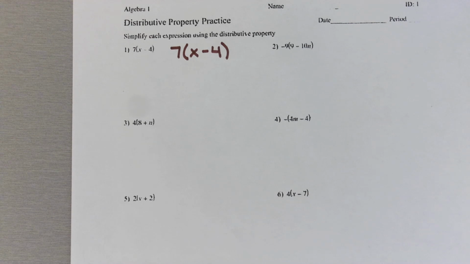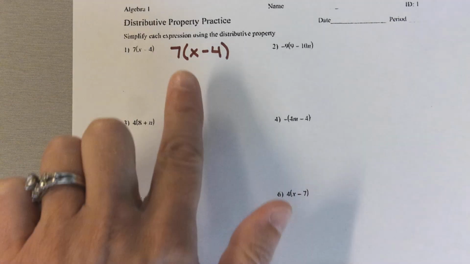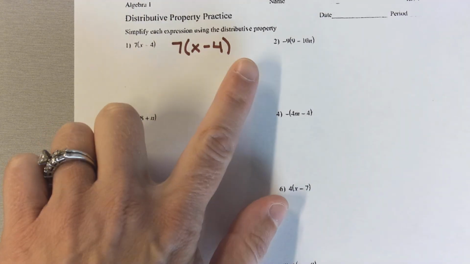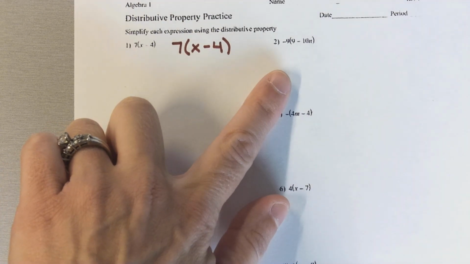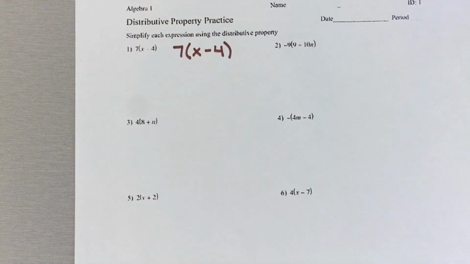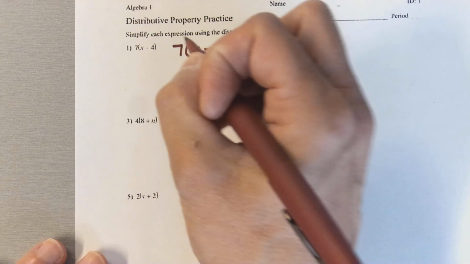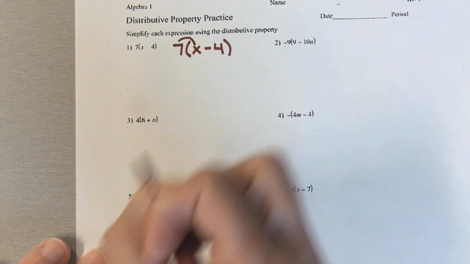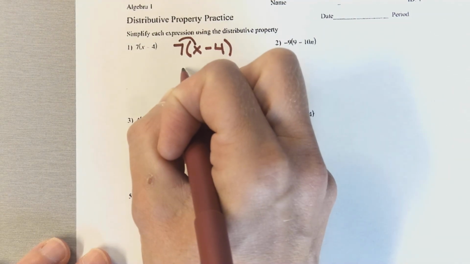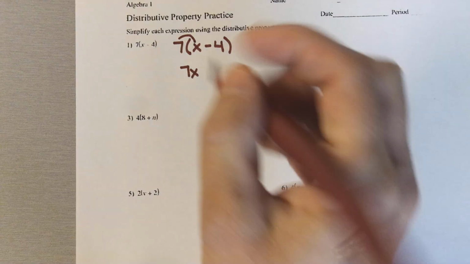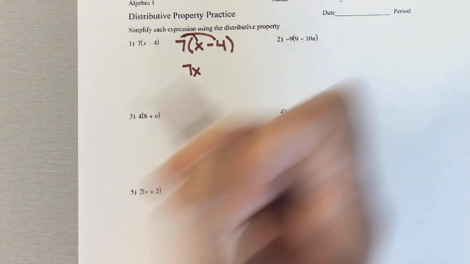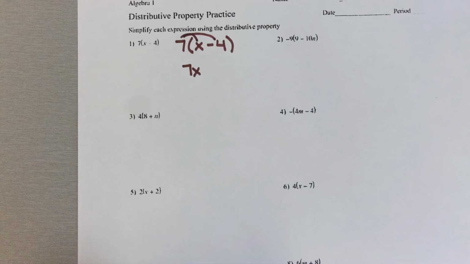So truly this problem is saying 7, and then we have times x minus 4. Alright, so it doesn't matter if the number is out front or out back. If this 7 lives here, we're gonna treat it the same as if it lived here. So we're gonna send it through. So 7 times x is gonna give me just 7x, right? They just kind of end up smack next to each other. And then 7 times negative 4.